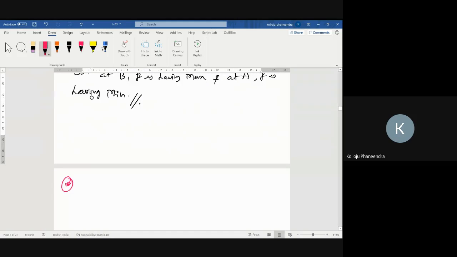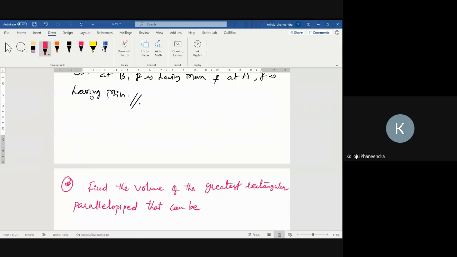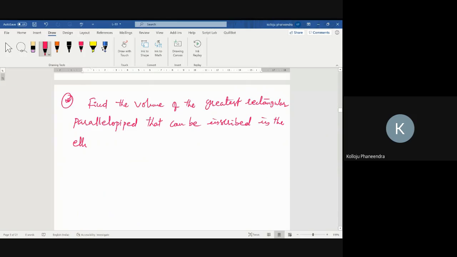Find the volume of the greatest rectangular parallelepiped that can be inscribed in the ellipsoid.